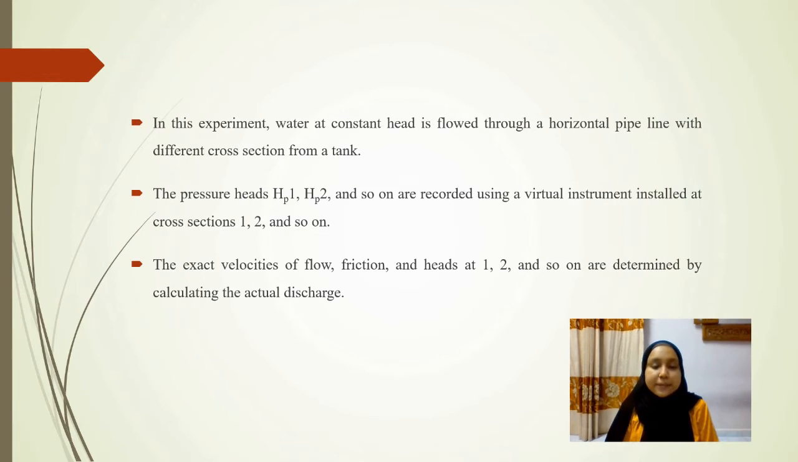In this experiment, water with constant velocity will flow through a horizontal path with different cross-sectional areas. The pressure heads at points 1, 2, and so on are recorded using virtual instruments installed at each cross-section. The exact velocity, friction, and head can be determined by calculating the actual discharge.